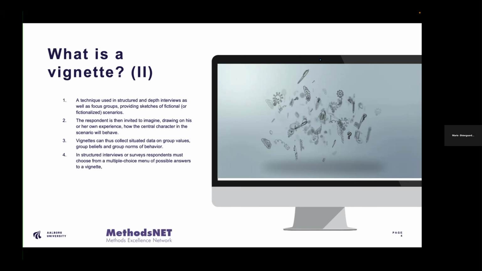In structured interviews or surveys, it's a little bit different, and we will not go into this variant of vignette method in this course, but basically the idea is the same. You construct a plausible story, and in surveys, what you do is that you make the respondent choose from a multiple choice menu of possible answers to a vignette.